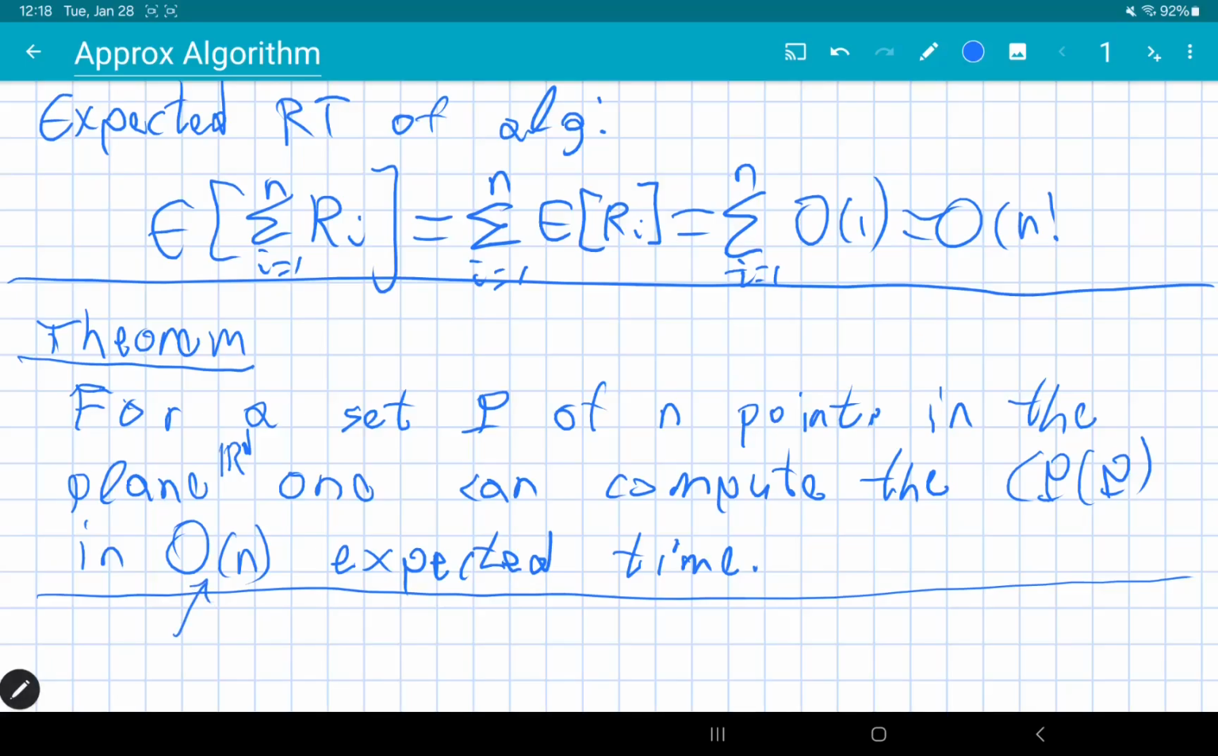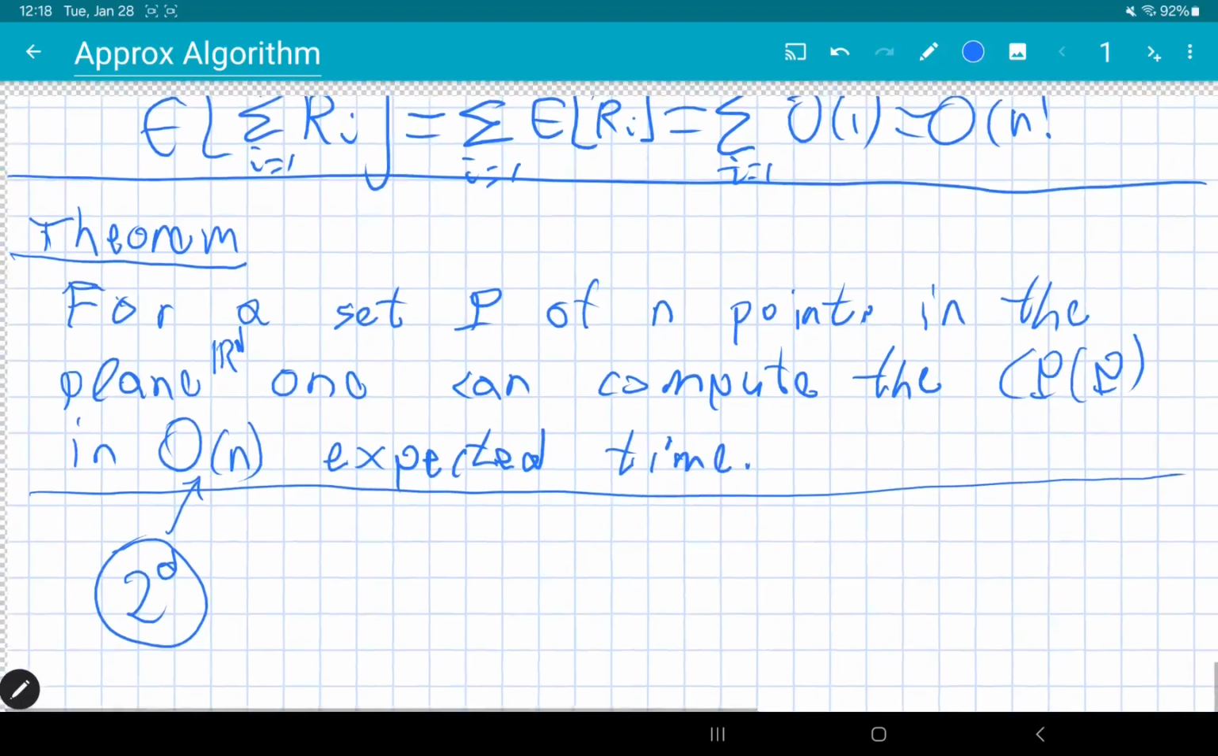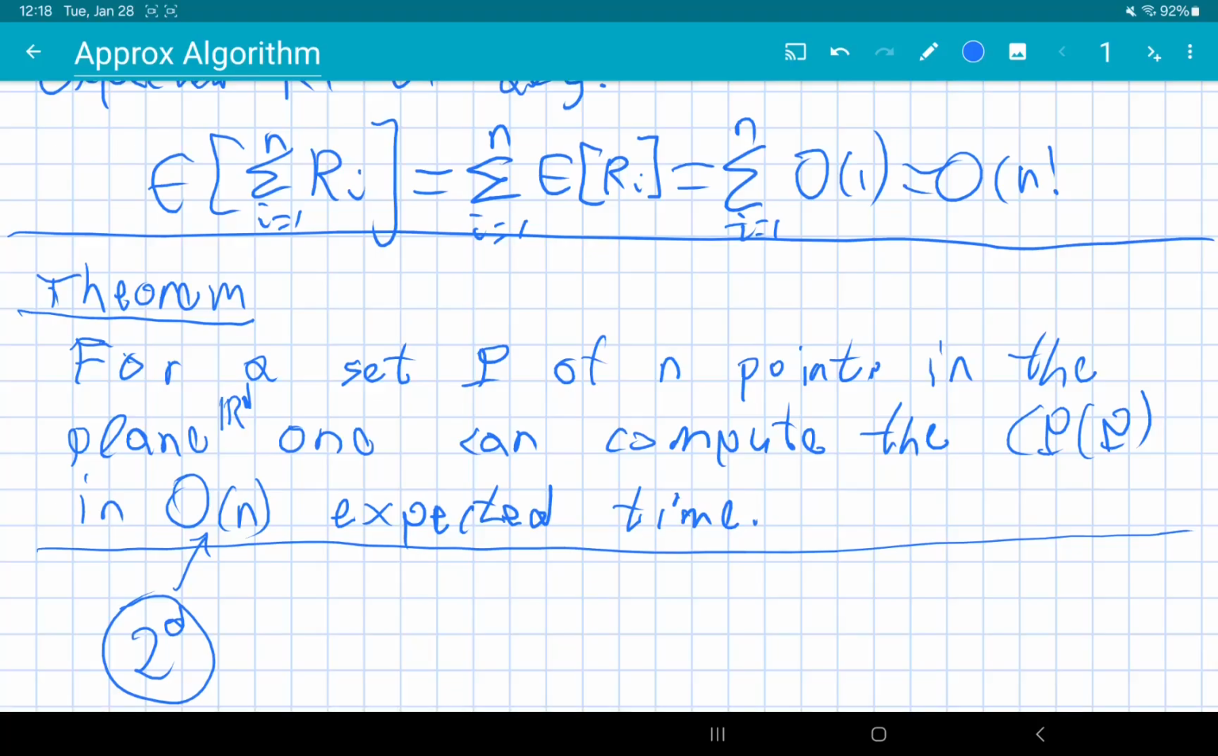Notice that the constant here in the O is pretty bad. It's something like 2 to the d. It's exponential in the dimension. This would be true more or less for all the algorithms we see in class, unless explicitly stated. Otherwise, we will do it in a lot of cases. So this is kind of pretty cool.